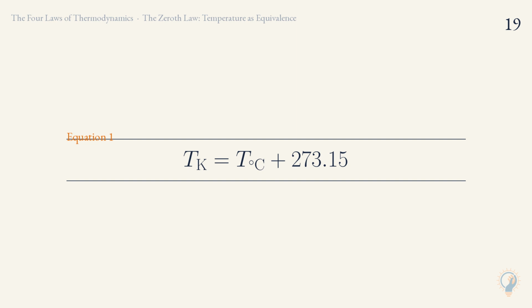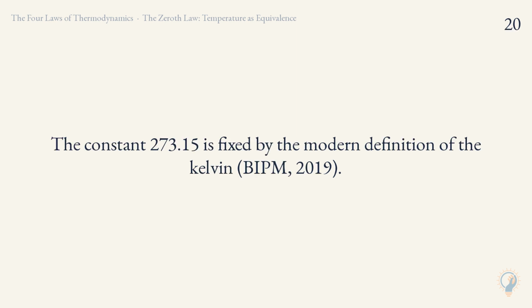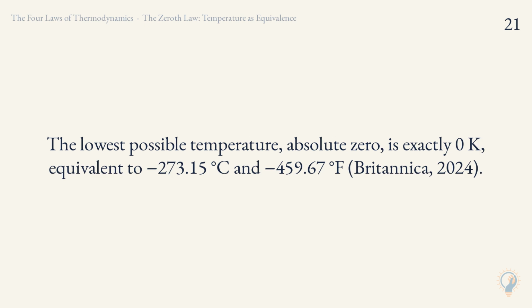Equation 1 gives the conversion between the Celsius and Kelvin scales. T sub K, the absolute thermodynamic temperature in Kelvin, equals T sub Celsius, the temperature in degrees Celsius, plus 273.15. The constant 273.15 is fixed by the modern definition of the Kelvin. The lowest possible temperature, absolute 0, is exactly 0 Kelvin, equivalent to negative 273.15 degrees Celsius and negative 459.67 degrees Fahrenheit.